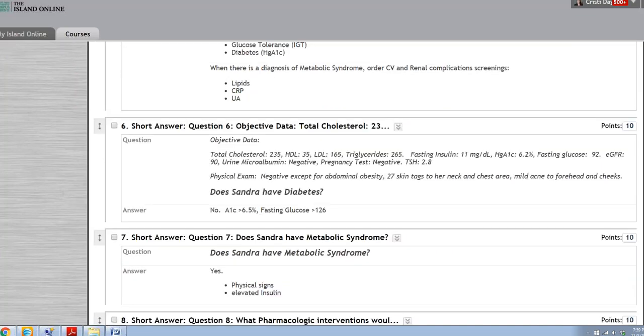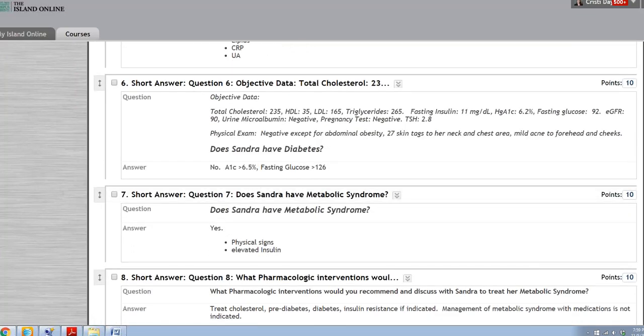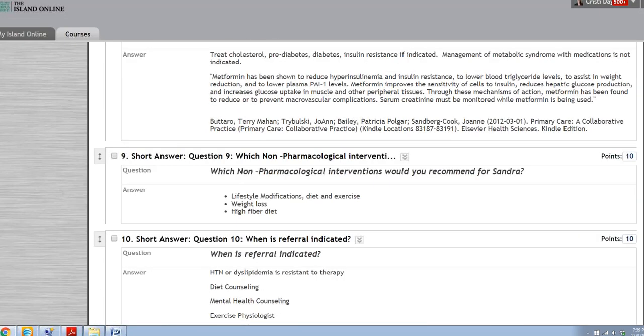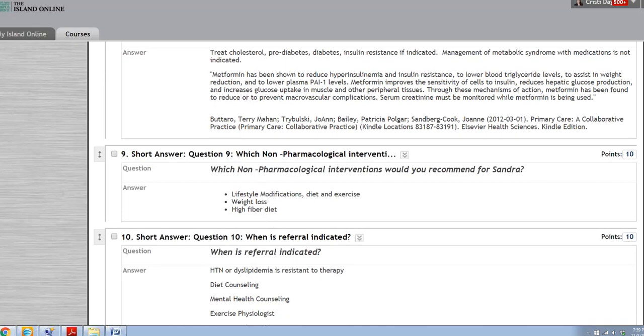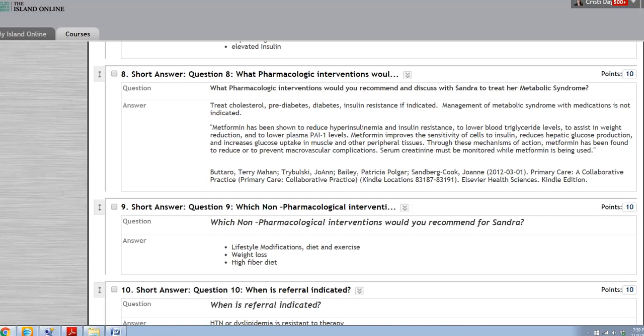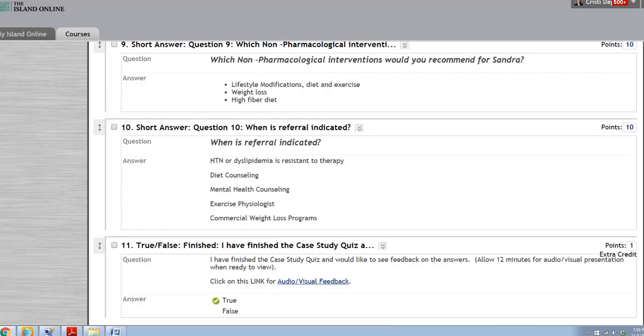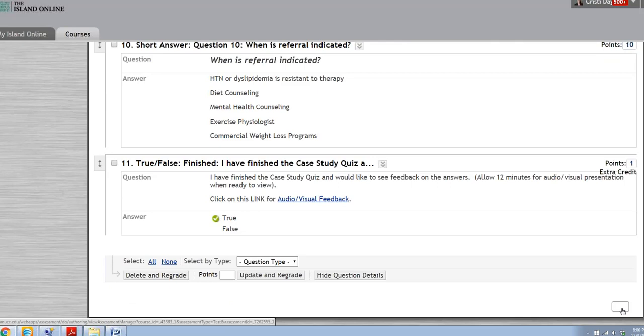Then we have here, does she have diabetes? Does she have metabolic syndrome? Pharmacologic and non-pharmacologic treatment. Now, we don't treat metabolic syndrome with metformin. We treat insulin resistance and prediabetes with metformin, but they all play together. You see what I mean? A lot of times we have one thing and then another, so it gets all intertwined. It's sometimes a little confusing. So just zero in on which one you're working with. What is the question about?